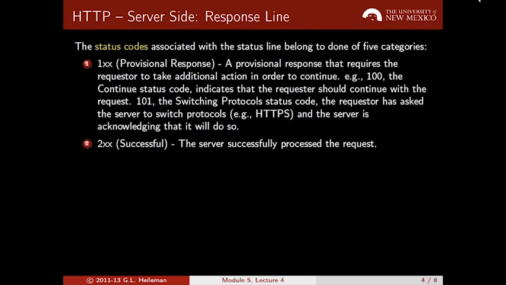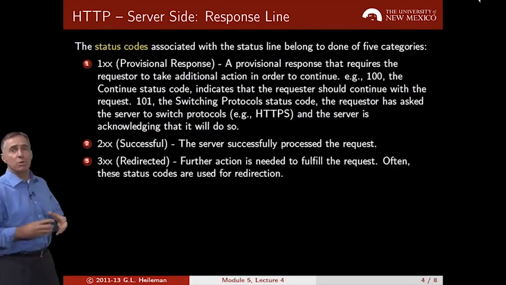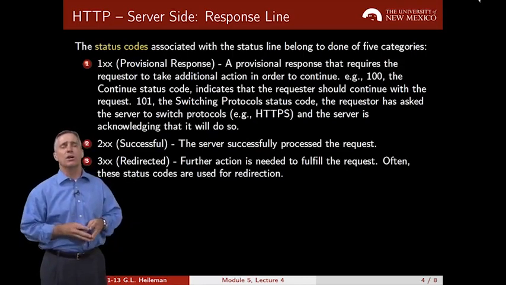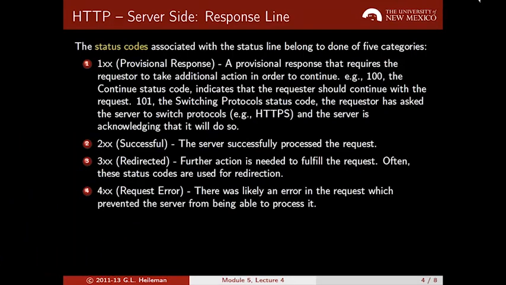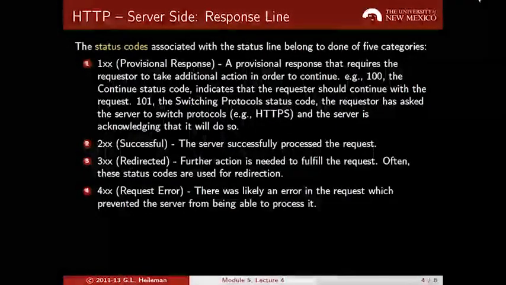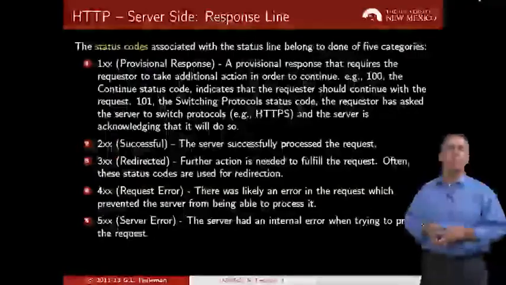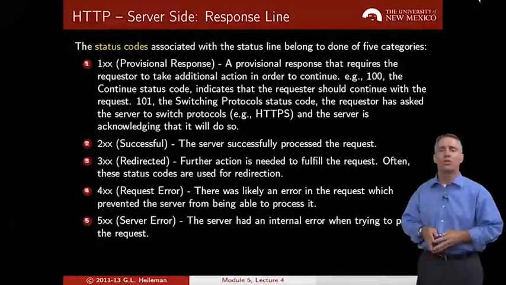The 200 range is all for successful events. The 300 range deals with a request that was redirected. You made a request, and the server said, I'm going to let some other server handle this request. The 400 range is used for errors. So there was an error in the request which prevented the server from being able to process it. And 500 also deals with errors, but this means there's an error on the server side. There was some type of internal processing error.